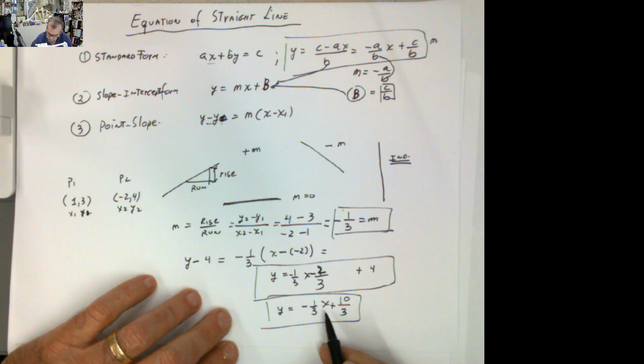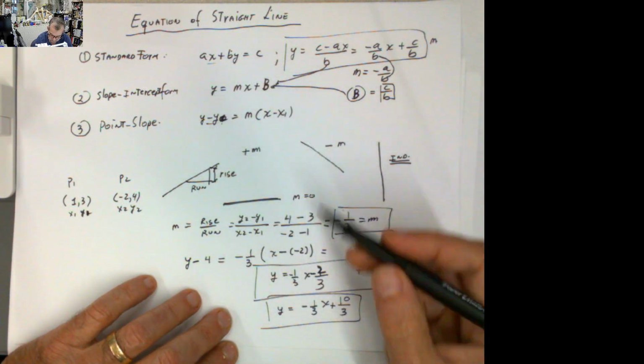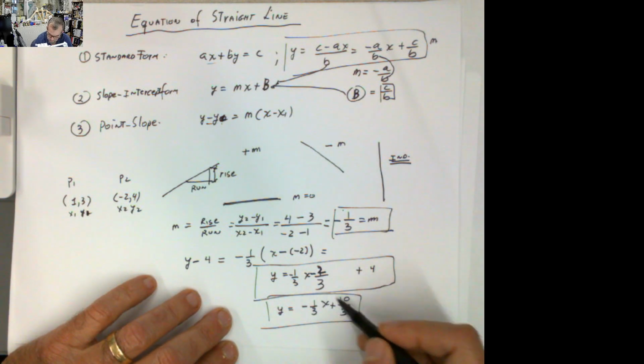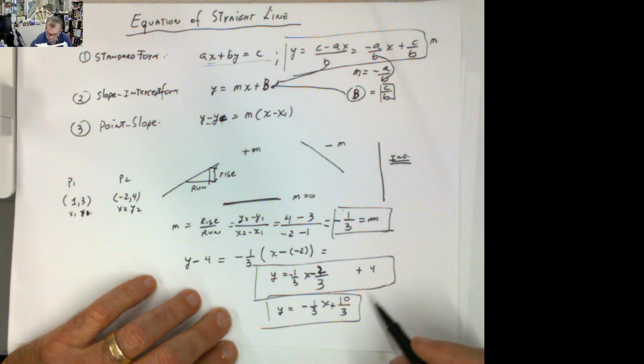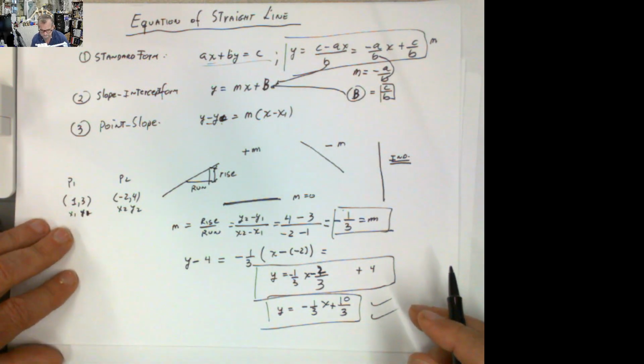If I want to express this in standard form, let's say, I only have to multiply by 3 and put it exactly like you see it over there. But this is just a quick refresher, okay?